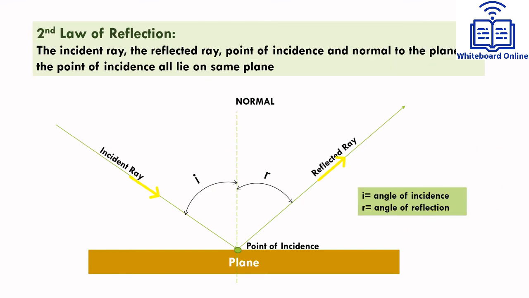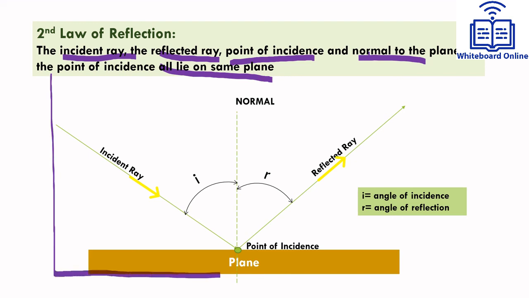Students, let's read out the second law of reflection. The second law of reflection states that the incident light ray, the reflected light ray, the point of incidence and normal all lie on the same plane. What does this mean?